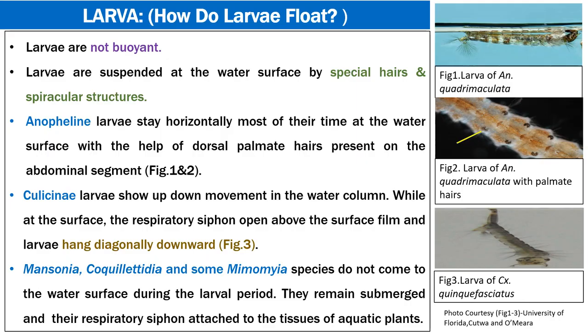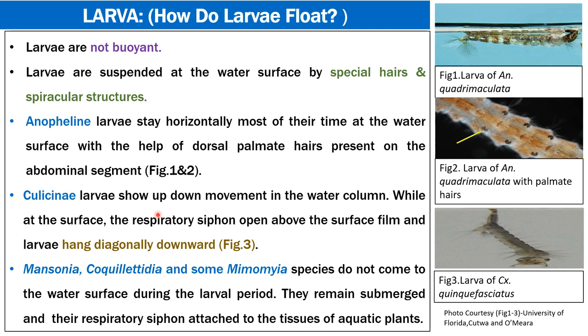Let us try to understand how larvae float in water. Actually, larvae are not bound. They are suspended at the water surface by some spatial hairs and spiracular structures. Anopheline larvae stay horizontally most of their time at the water surface with the help of dorsal palmate hairs present on the abdominal segments. In figure 1, you can see the horizontal position of Anopheles quadrimaculatus, and in figure 2, you can see the palmate hairs present on the abdominal segments that help the larvae cling to the surface tension of the water surface.